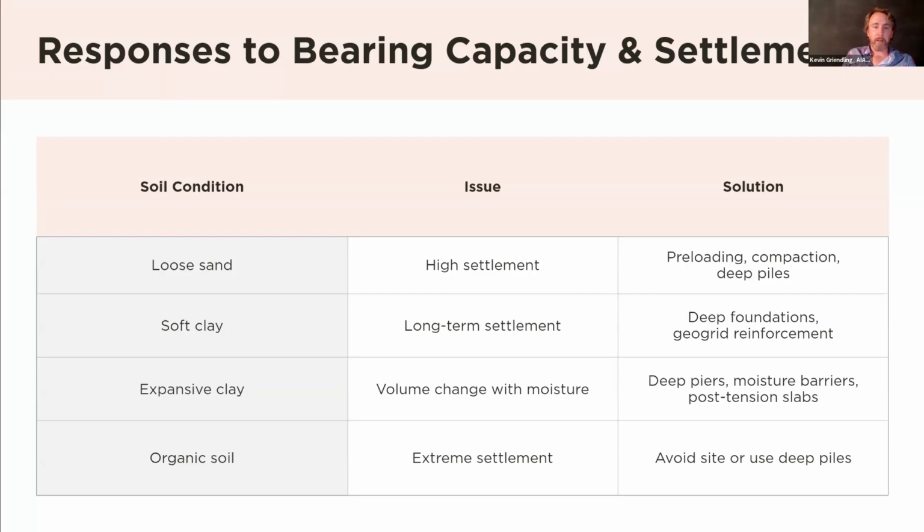Expansive clays, you're going to have a lot of volume change, so you can do a series of deep piers, post-tension slabs, moisture barriers. Like I said, with French drains around it, just move the water away from the building so it doesn't affect it as much. And organic soils, you really don't want to operate on organic soils. If they ever pop up, you're most likely just going to want to try and excavate or avoid entirely and build somewhere else on site.